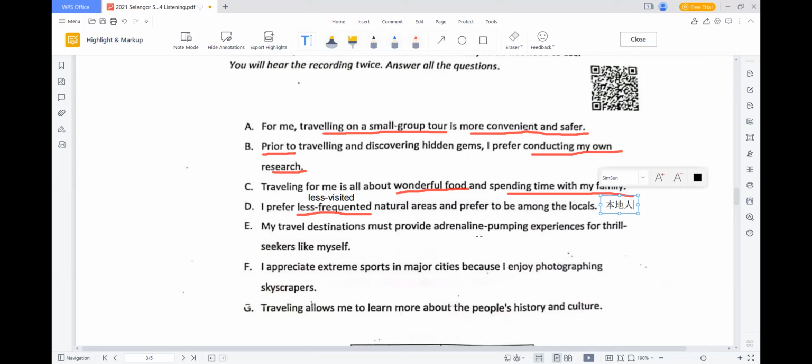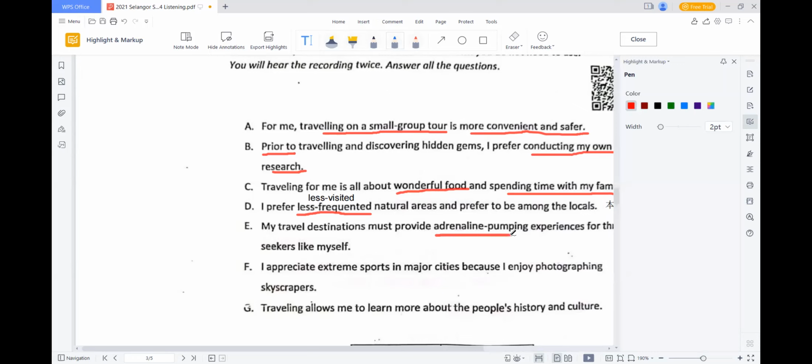So a person who sees a beautiful lady or handsome guy pass by, your heart is 小鹿撞撞, they say, your heart is pumping so fast, right? So that is also another effect of adrenaline. Okay, so adrenaline pumping experience, this is also a good word for you to remember. This is an adjective, so write it down.